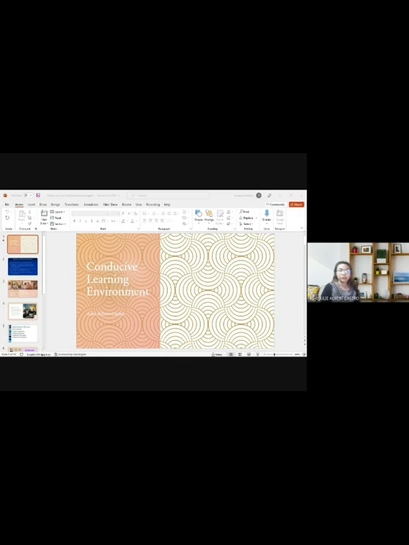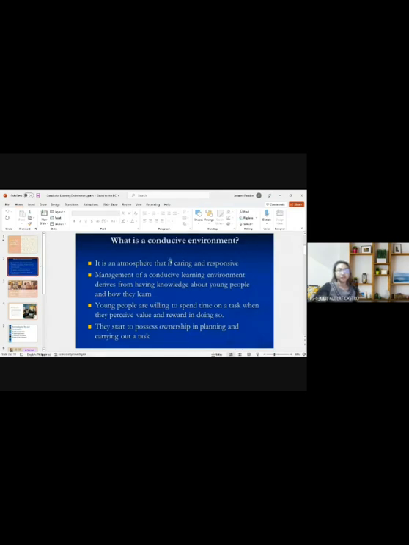So we have to make sure that we can build a comfortable learning environment for our students. So, what is a conducive learning environment? A conducive learning environment is an atmosphere that is caring and responsive. So, we should make sure that inside a classroom environment, the students will be comfortable in a way that they are not physically or emotionally harmed. Because if we have this kind of environment, the students are able to learn properly. And having a conducive learning environment really encourages students to enjoy the whole process of learning new things.